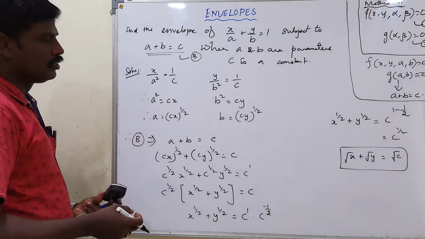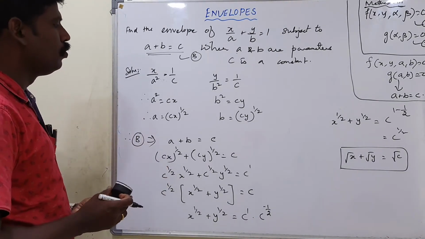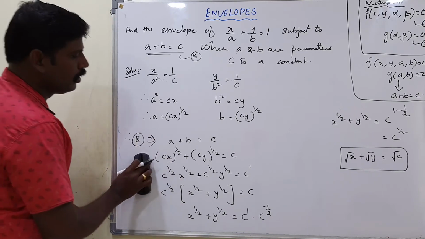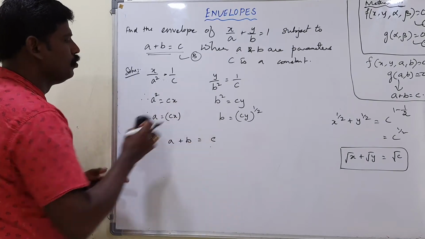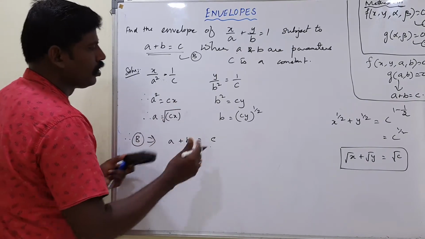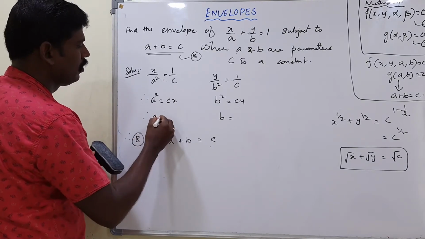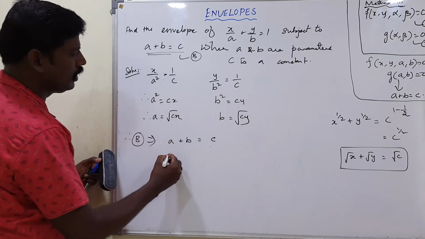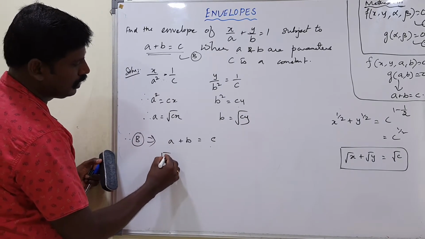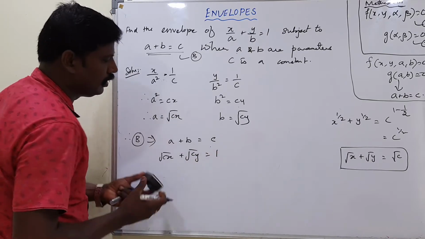Suppose you feel difficulty in substituting power 1 by 2, then you can rewrite it as root x. So this can be written as root also. Root of cy. So A can be written as root of cx. This can be written as root of cy. Proceed like this. Root cx plus root of cy equal to c, isn't it?